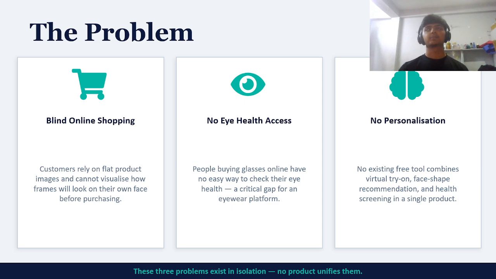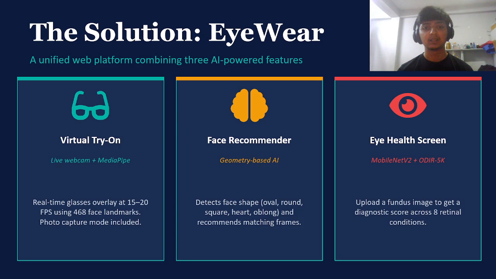The second problem is buying glasses. There are a lot of places you can buy glasses online, but no convenient way to check your eyes. Eyewear shopping and eye health have always existed separately. The third problem is personalization. Existing tools might offer one of these features, but no free product combines virtual try-on, frame recommendation, and eye health screening in a single platform. These three gaps together define the opportunity for our eyewear solution.